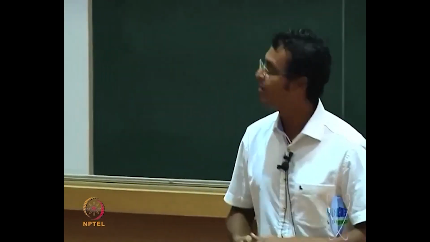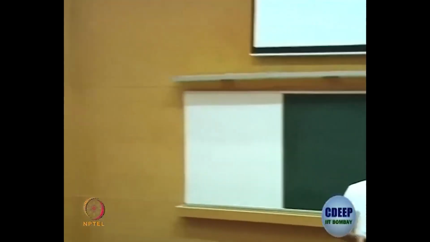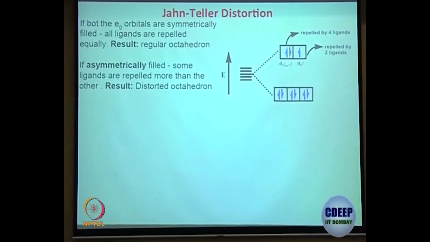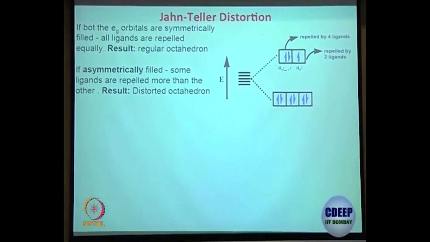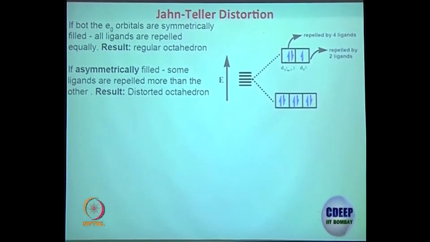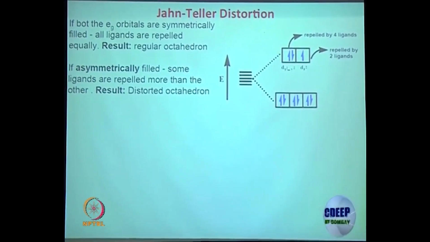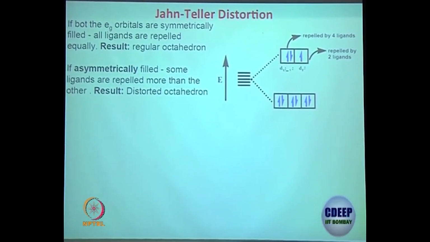All right? Now, this is one scenario. The other scenario is that the eg orbital is unsymmetrically filled. You can see that the majority of the syllabus is biased towards octahedral. Tetrahedral not too much, but that's because octahedral is favored, historically more important, and most of the study has been done on it. It's a more common geometry, I would say.